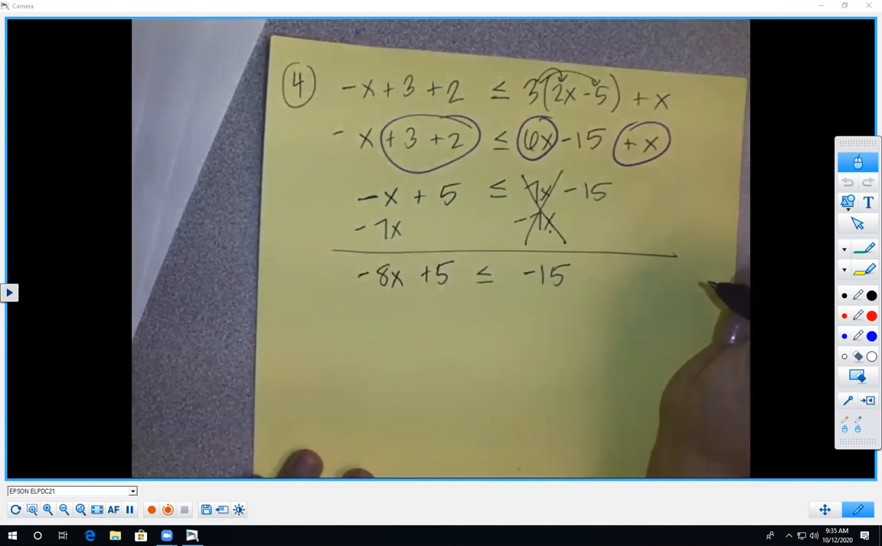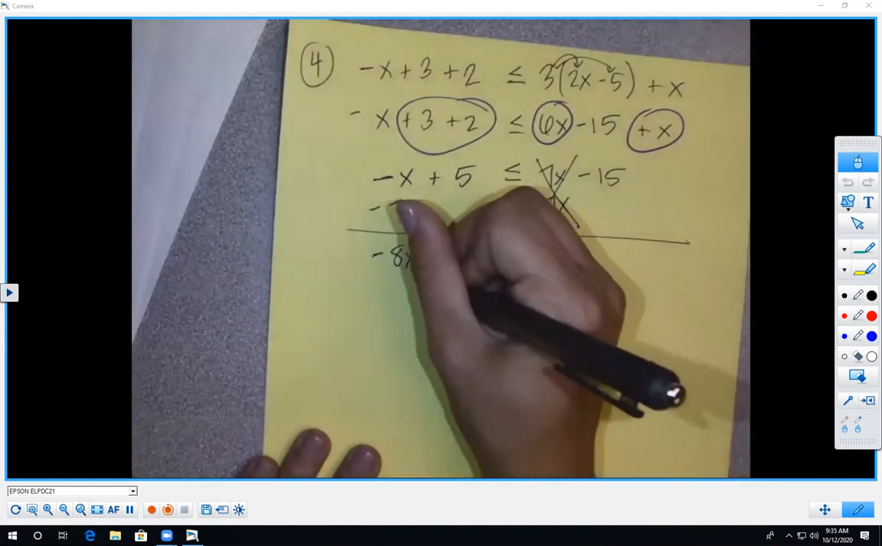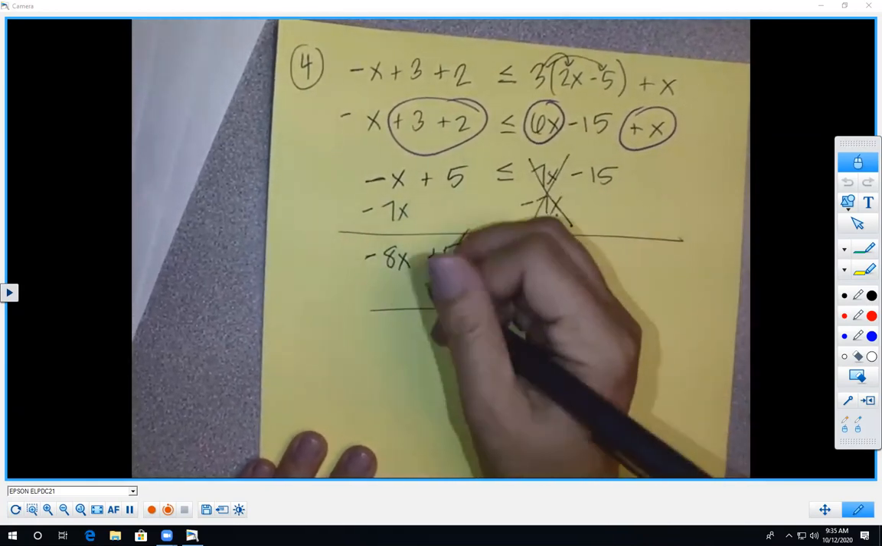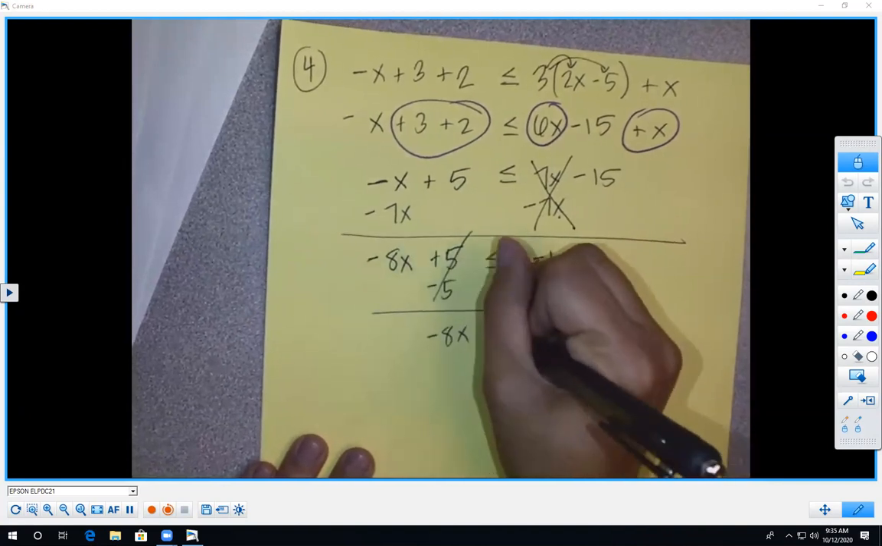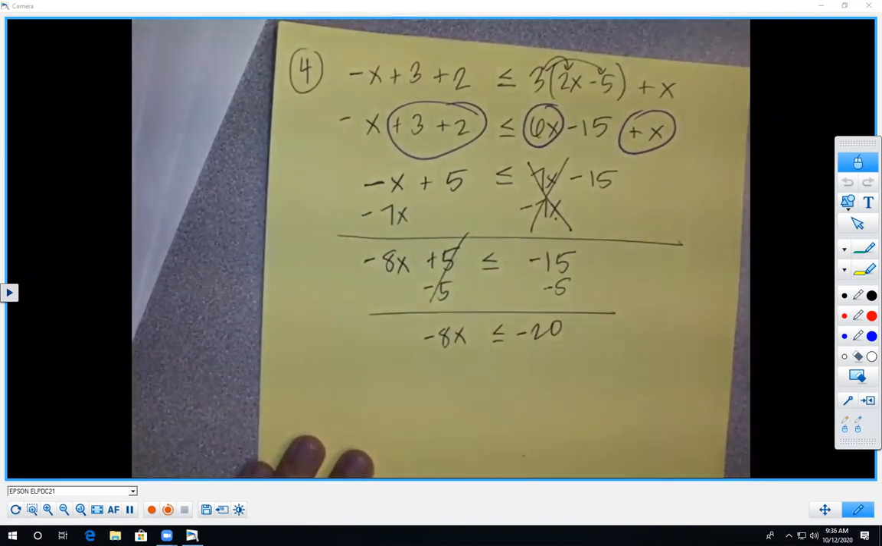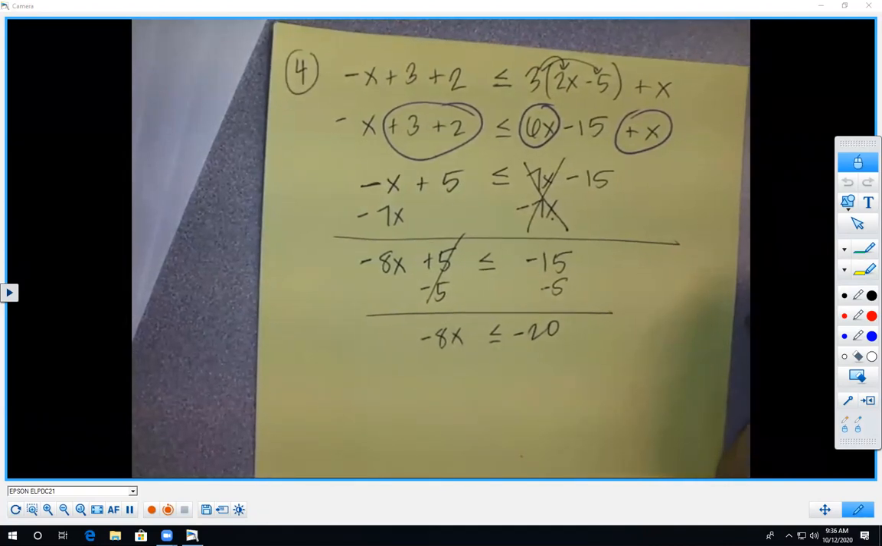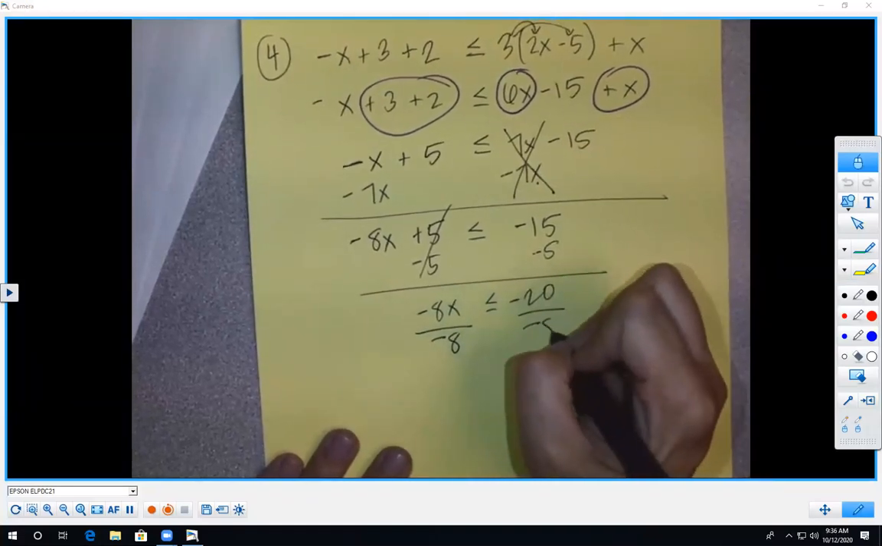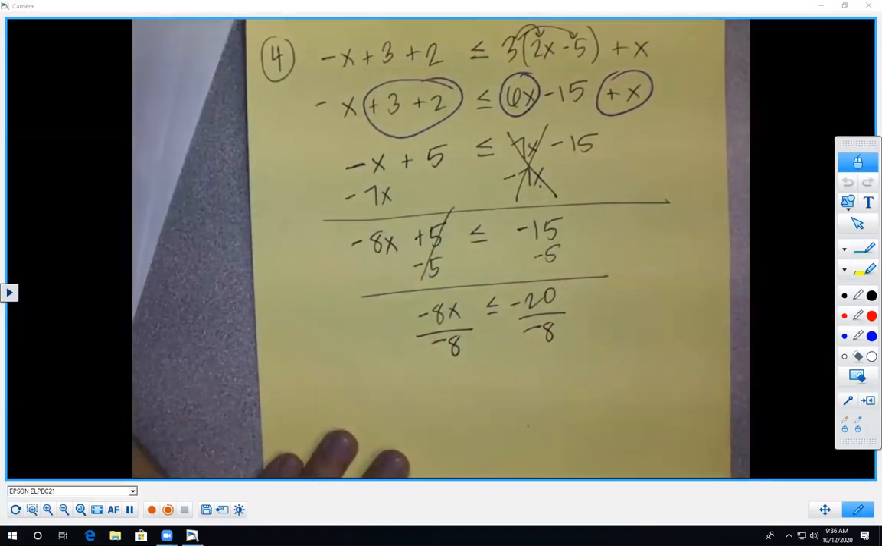Now how am I going to solve for x? Subtract 5 from both sides. I get -8x is less than or equal to -20. How do I solve from there? I'm going to divide both sides by -8. Did I multiply or divide by a negative number? Yes, I did.